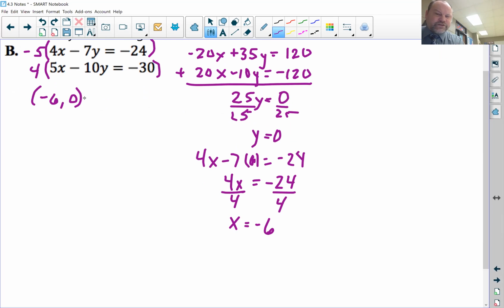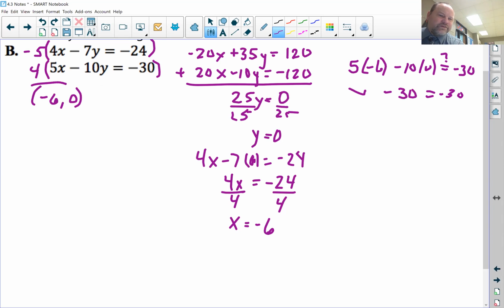And check my solution. I used the first equation already, so plug into my second equation. 5 times negative 6 minus 10 times 0. Does that equal negative 30? Well, 5 times negative 6 is negative 30. 10 times 0 is 0. Negative 30 does equal negative 30. Good solution.